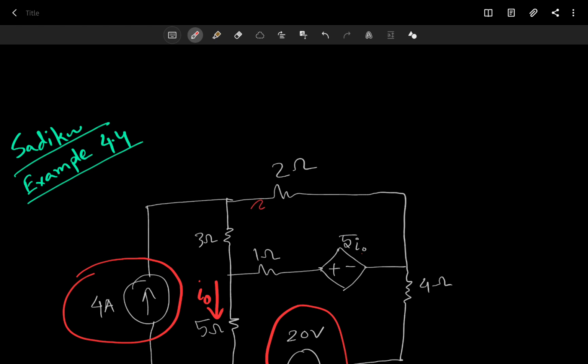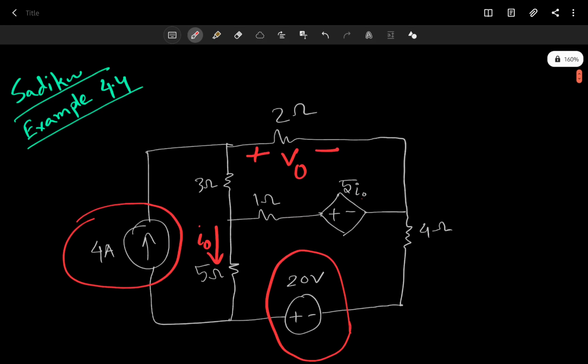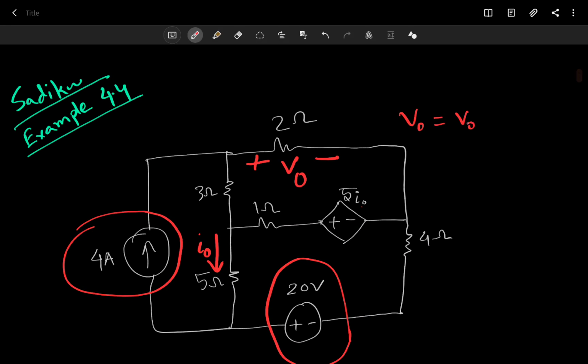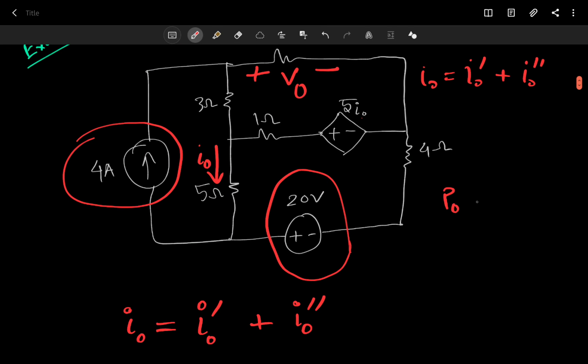Maybe I was telling you to figure out this voltage here. So let's call it V output, VO, and again the voltage would have been V output prime plus V output double prime from the two different components. Okay, this is what it's like, right? So the current you can write like this, you can add up the component currents and all of them. But you cannot do this for power.